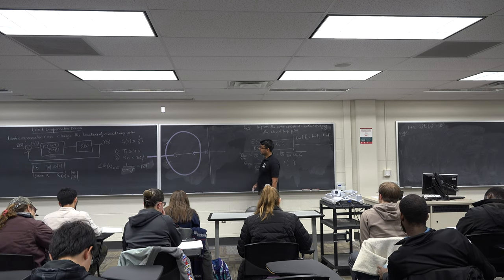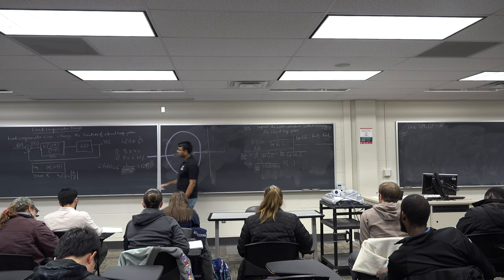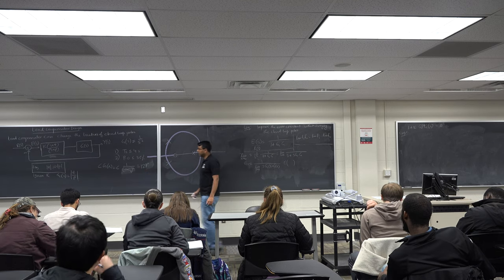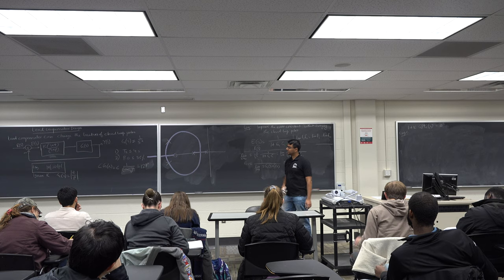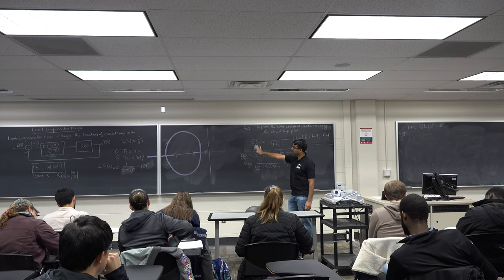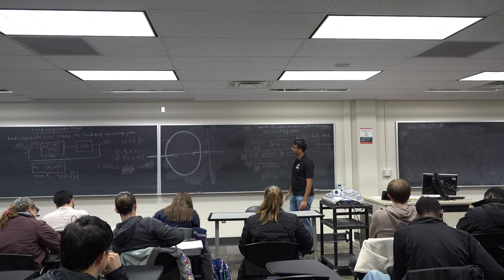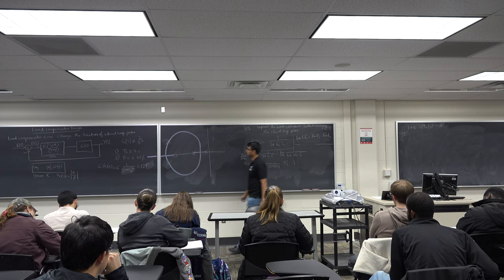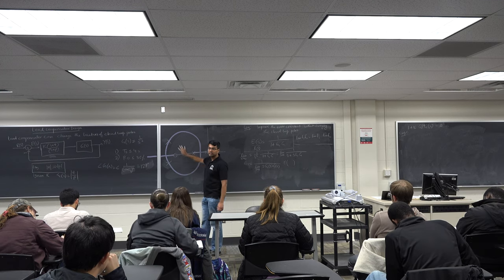But what I did not tell you so far is where to pick the values of z and p. Now, my question to you is, in this particular plane, where should I place my z and p so that the root locus doesn't change much?